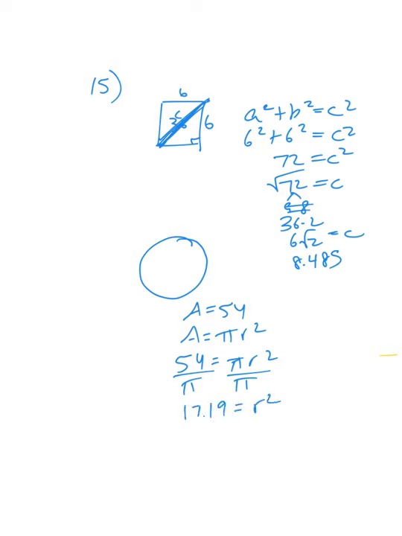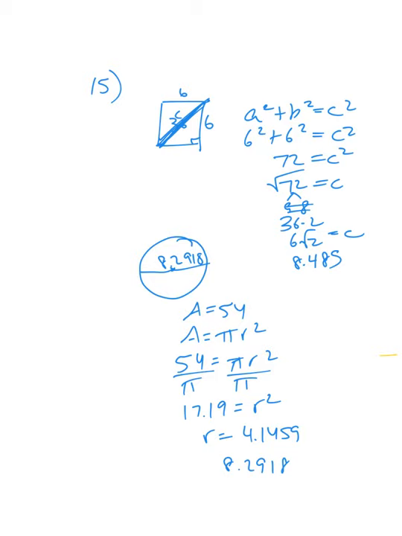That's the radius squared. So if you take the square root of that, r is about 4.1459. So that radius is about 4.1459, which doubled to get the diameter is about 8.2918. So the question is, will this circle fit inside of the square?